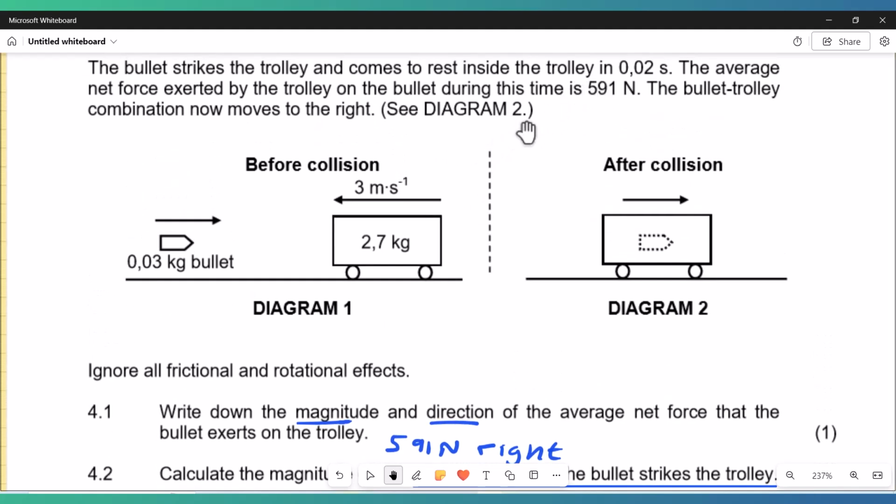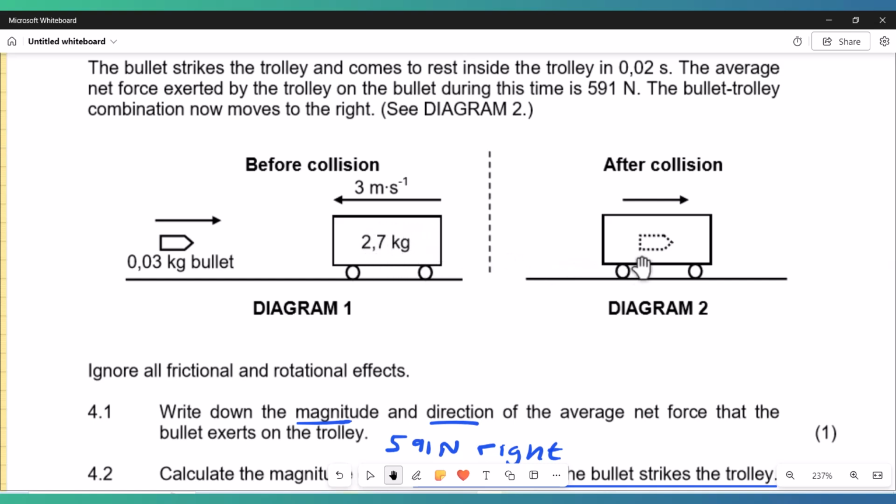Now, on the trolley, because they are both positive, they're going to be in the same direction, so we just add them in this case. I also know the time here. So I'm going to use the trolley because I know its mass, the V initial, and the force, the net force, plus the time, so that I can find my final velocity of the trolley.